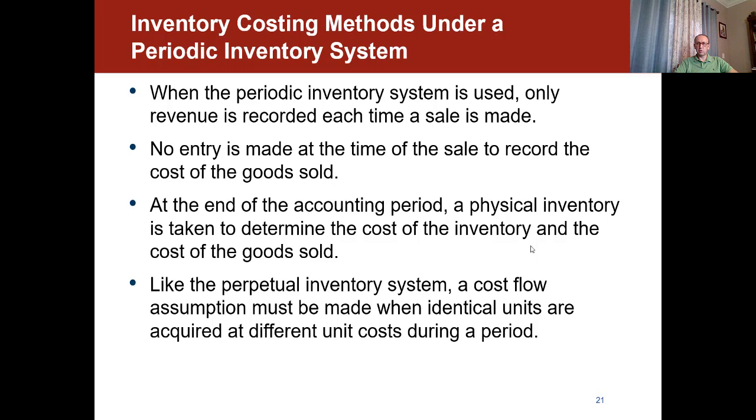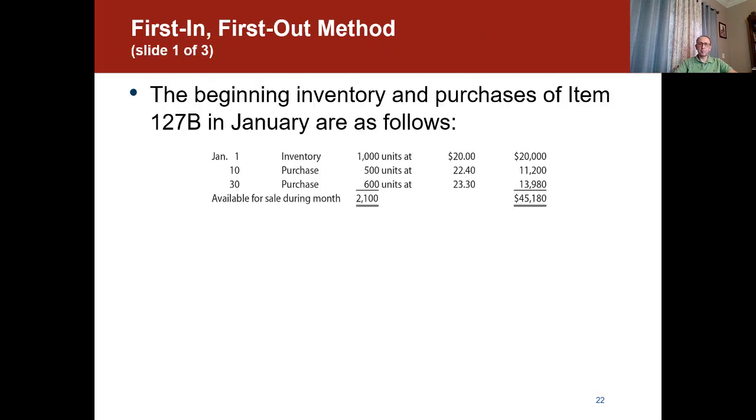So when the periodic inventory system is used, only revenue is recorded each time a sale is made. No entry is made at the time of the sale to record the cost of goods sold. In the periodic system, we only calculate the cost of goods sold once, at the end of the accounting period. At the end of the accounting period, a physical inventory is taken to determine the cost of the inventory and the cost of goods sold. Like the perpetual inventory system, a cost flow assumption must be made when identical units are acquired at different unit costs during the period. So let's see another example, and we'll see how we can apply the periodic system.